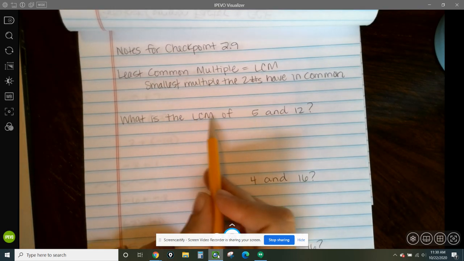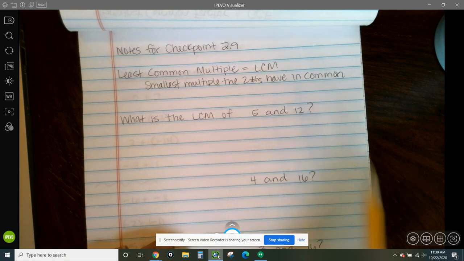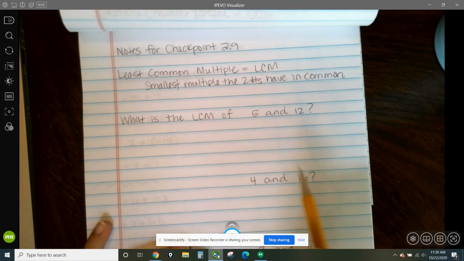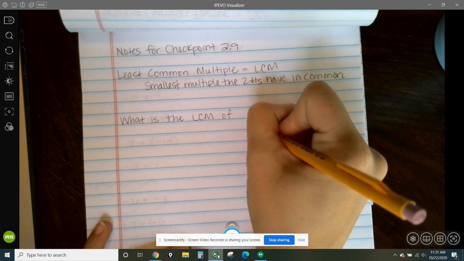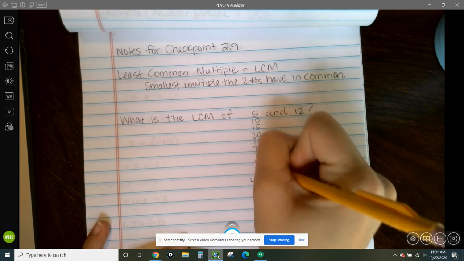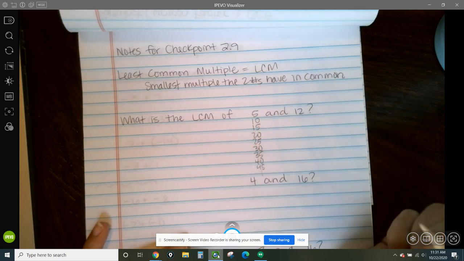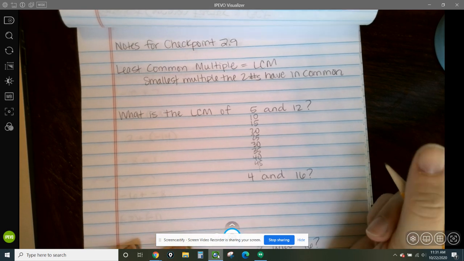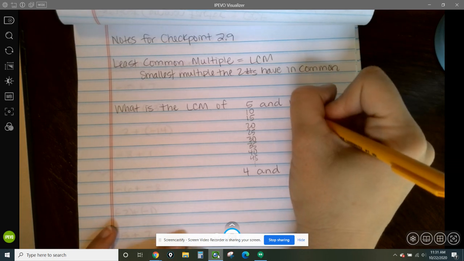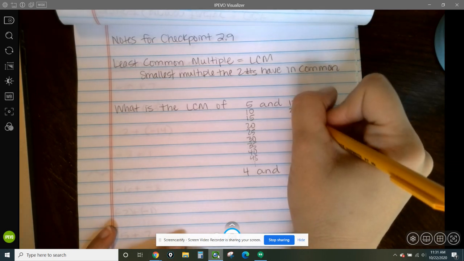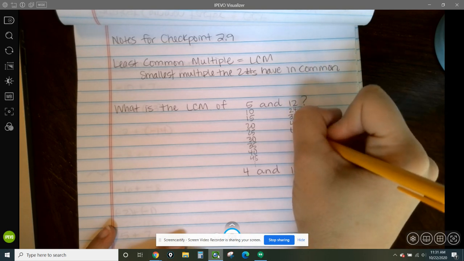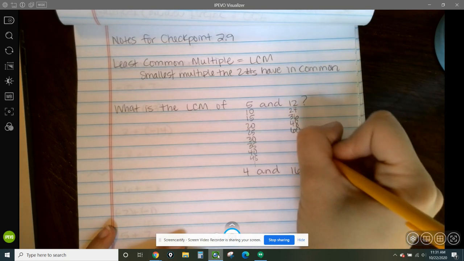So what is the least common multiple of, say, 5 and 12? So multiple means, let's make a list of all the multiples of 5. So 5, then 10, 15, 20, 25, 30, 35, 40, 45, etc. And we can go farther if we need to. Let's see if we're going to need to or not. Now, how about the multiples of 12? So 12 times 2 is 24, 12 times 3 is 36, 12 times 4 is 48, 12 times 5 is 60, and so on and so on.